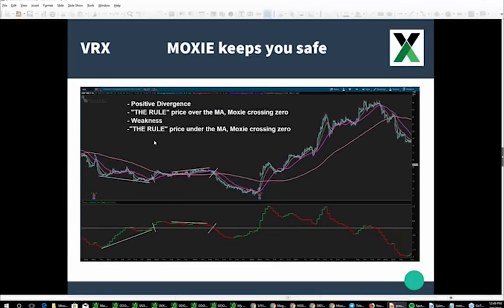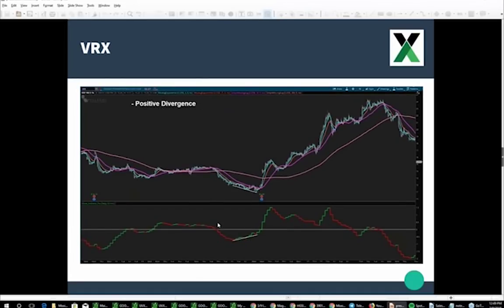And so we then have the rule for exit. We have price underneath the moving average, and we have the indicator crossing through zero. It's textbook. You know exactly where to get in, you know exactly where to get out. It's the same thing over and over and over. So let's go on a little bit further.